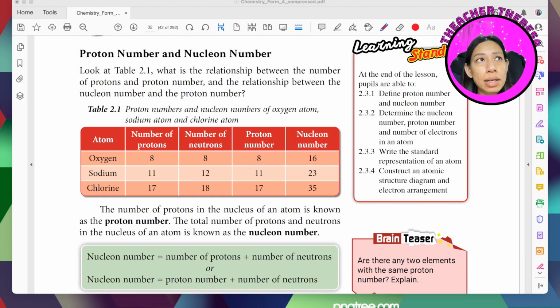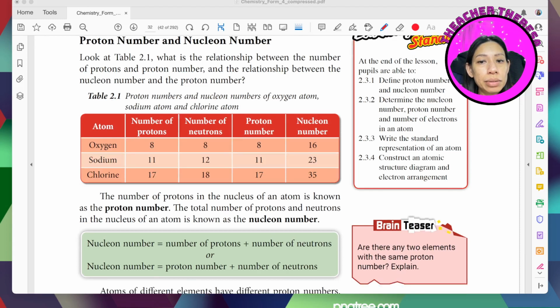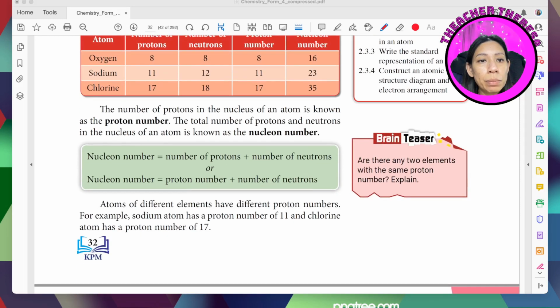Now let's move on to the definition. All right, definition. So proton number is stated here. Proton number is the number of protons. All right, where's the proton? In the nucleus. So it's very simple. Proton number is the number of protons in the nucleus.